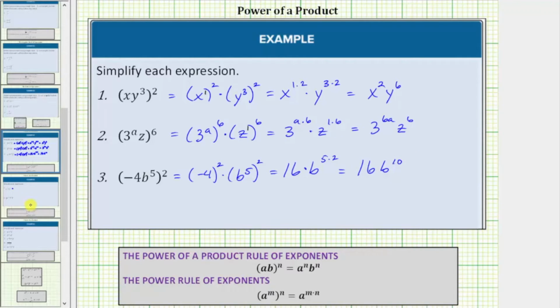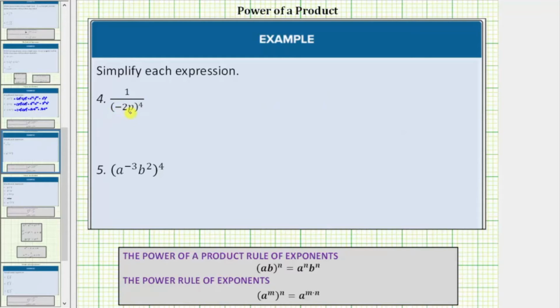Let's look at 2 more examples. Notice in number 4 we have a base of negative 2p raised to the fourth power, or negative 2 times p raised to the fourth power. To simplify, we will raise both factors inside the parentheses to the fourth power, which means in the denominator we have negative 2 raised to the fourth times p raised to the fourth. Simplifying, the base of negative 2 raised to the fourth power means we have 4 factors of negative 2, which equals positive 16, and this is just p to the fourth, and therefore the expression simplifies to 1 over 16 p to the fourth.